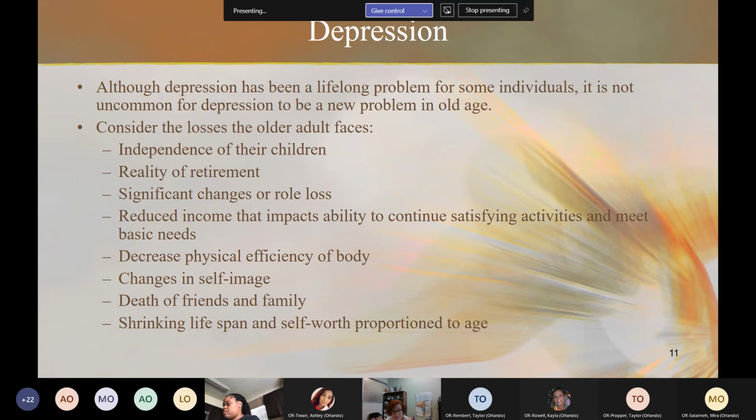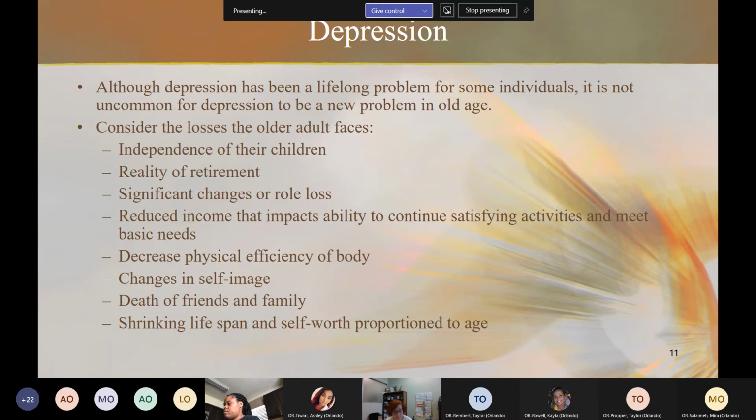The body doesn't work as well as it should. And of course, that can lead to depression. Self-image, the body does not look as healthy or as pretty as when they were younger, and that can be a source of mental anguish for many people. We've talked about death, and of course, the lifespan is now shorter, and that can lead to depression if the patient is not able to accept that. So there are many, many losses that the older adults face.